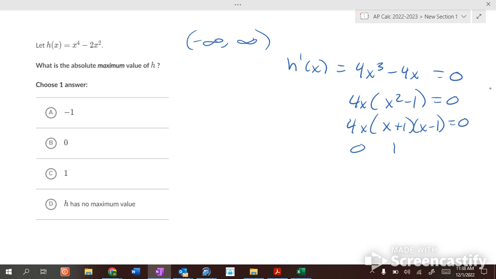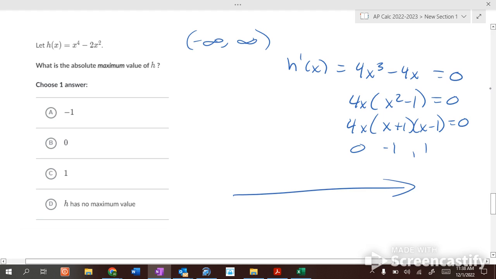And look at 0, negative 1, and 1. Geez, these 3 numbers. Imagine that. You got to check those. Okay? So by checking them, we can put them into the actual problem. If we put in a -1, we get 1 minus 2, which is -1. If we put in 0, we get 0. If we put in 1, we should get the same as the first answer. 1 minus 2, which is -1.